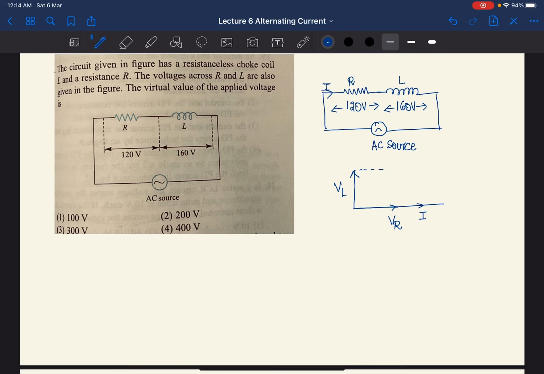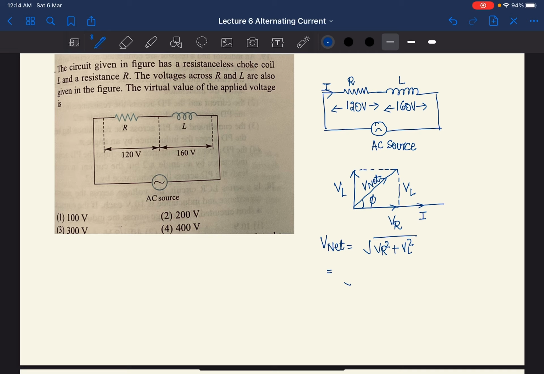So we'll add these two. This is VL, this is VR, and this is V net, with this angle being phi. V net is the net voltage that we have to calculate. V net will be the square root of VR squared plus VL squared.